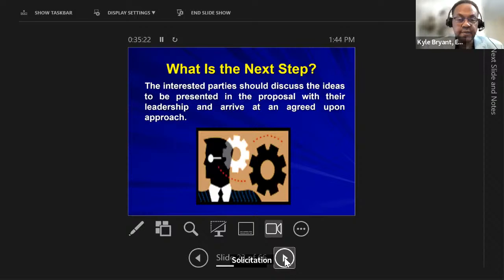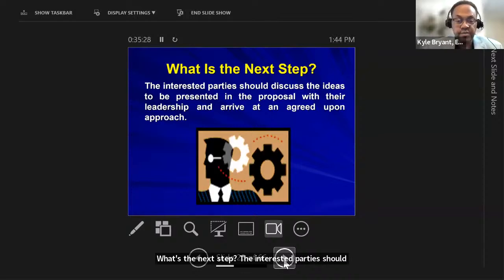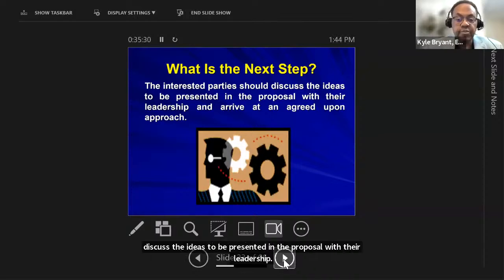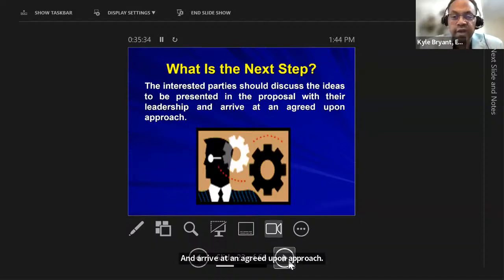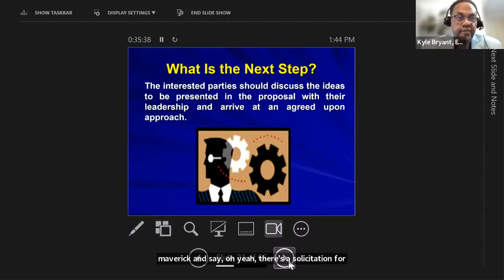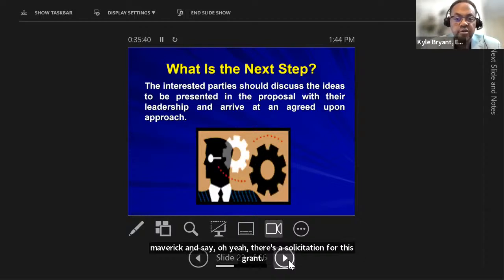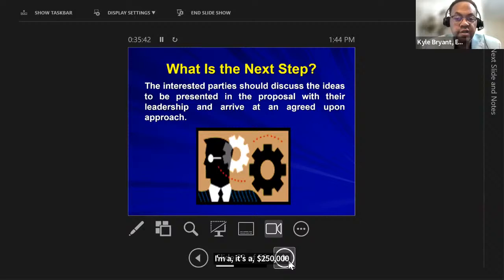What's the next step? The interested parties should discuss the ideas to be presented in the proposal with their leadership and arrive at an agreed upon approach. Don't just be a maverick and say, "Oh yeah, there's a solicitation for this grant. It's a $250,000 grant for my community. I'm just going to write it on my own."